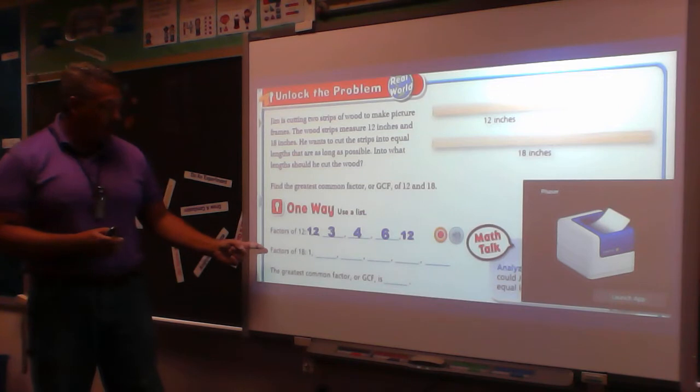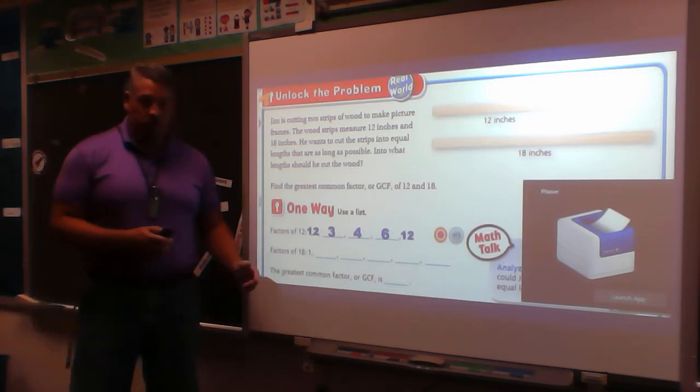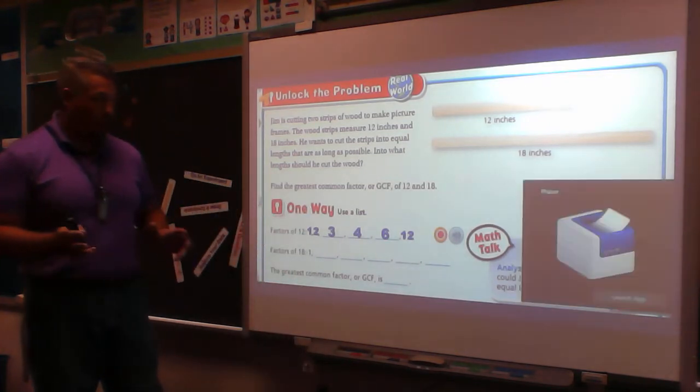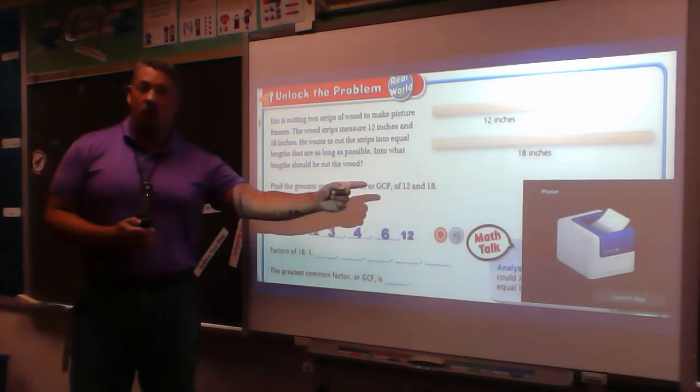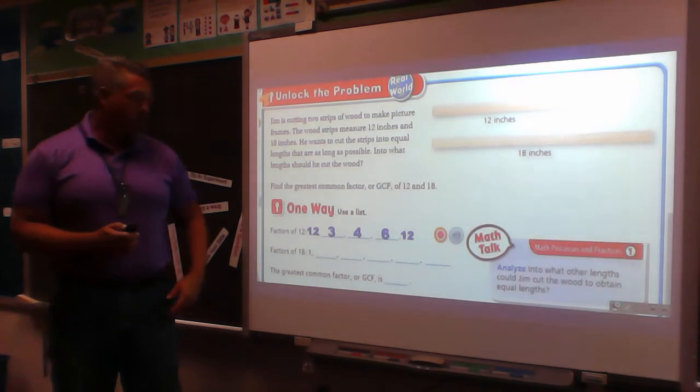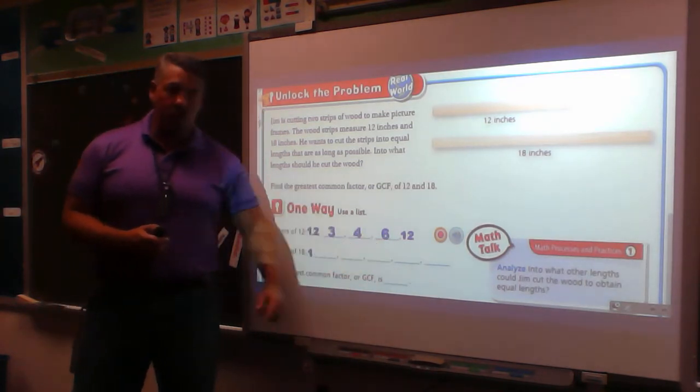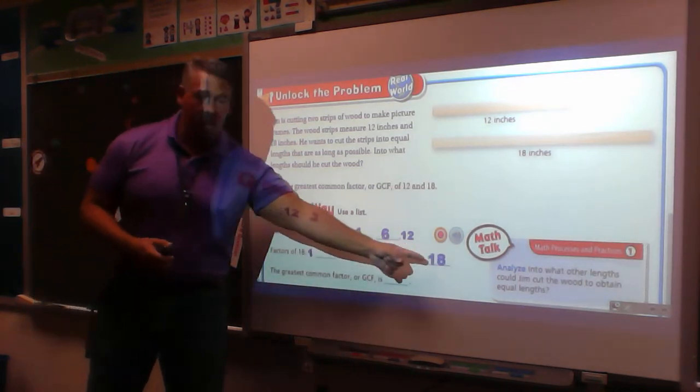On factors for 18 then, I know I have 1 and the largest number that's a factor. And the largest number that's a factor is that number itself. So I have 1 and 18.